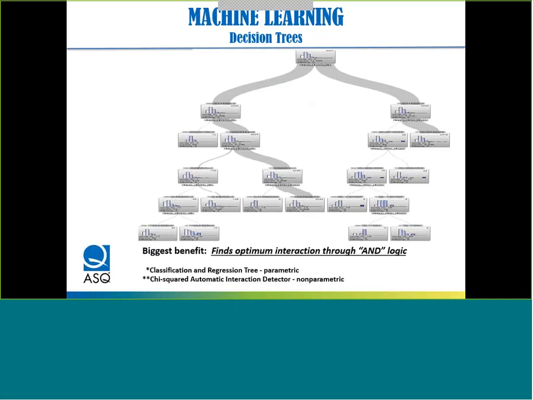Decision trees are very interesting. There are several algorithms out there that different software packages use, but the key here is, and it's at the bottom of the diagram there, it says the biggest benefit is it finds the optimum interaction through AND logic. If you think about it, and I've gotten a 100% yes answer to this question: have you ever had an event occur and no alerts went off? And 100% of the answers have been yes, that's happened.